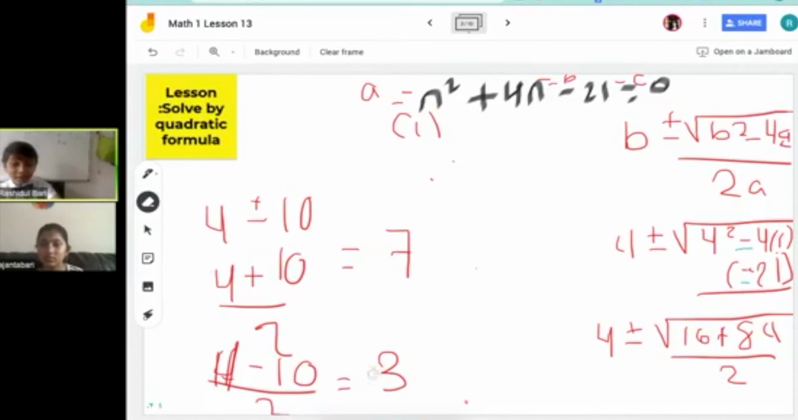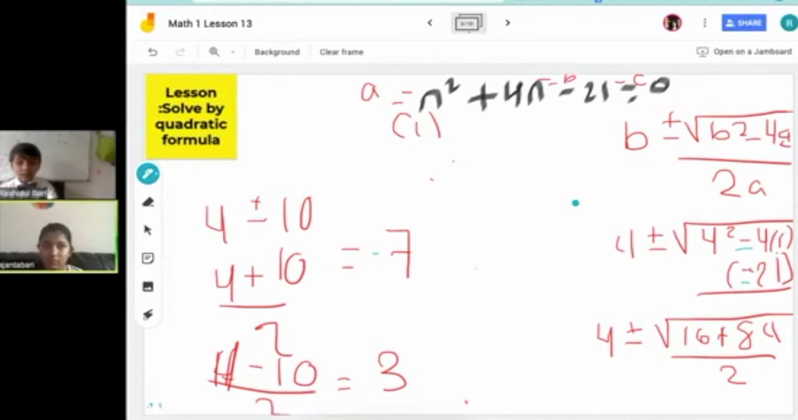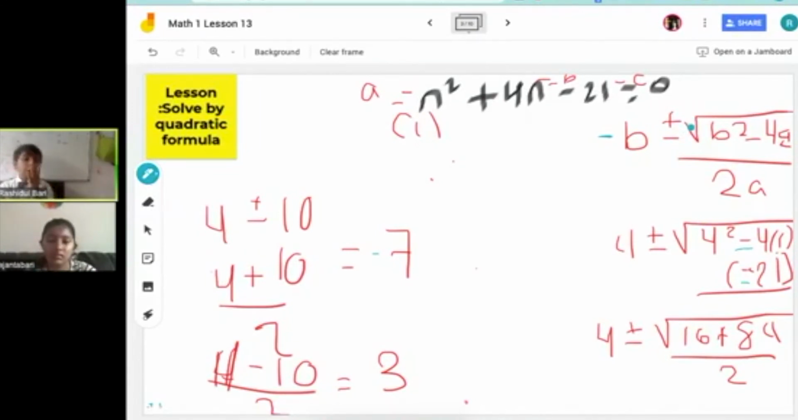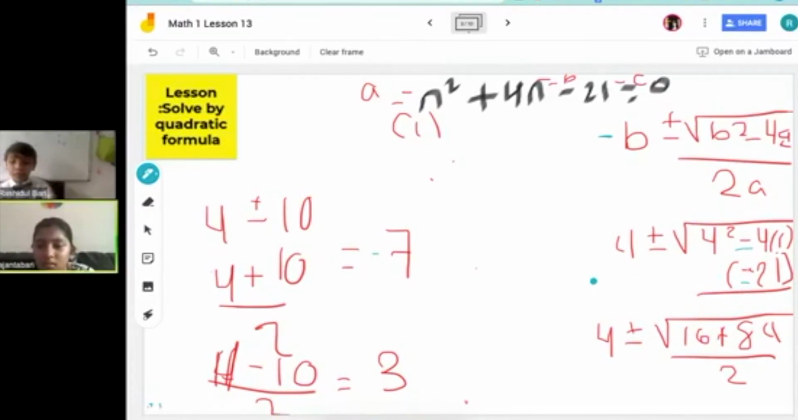Oh, you made a very big mistake that I didn't tell you about. Negative 7 and 3 are the answer. Do you know why? In the quadratic formula, the b outside of the square root is a negative in the equation. You can solve it without that, but it would be wrong. That's why I didn't tell you about it. Like the square root, you missed it.